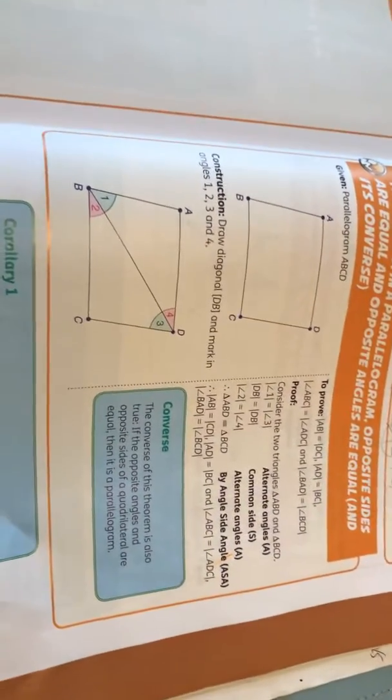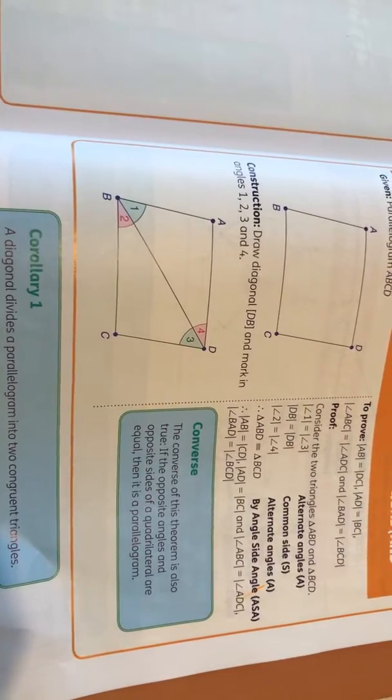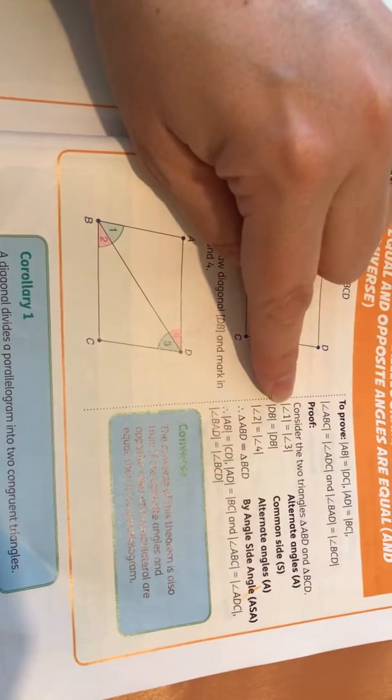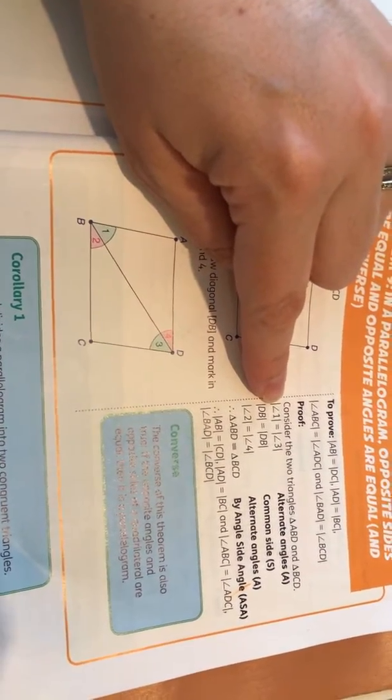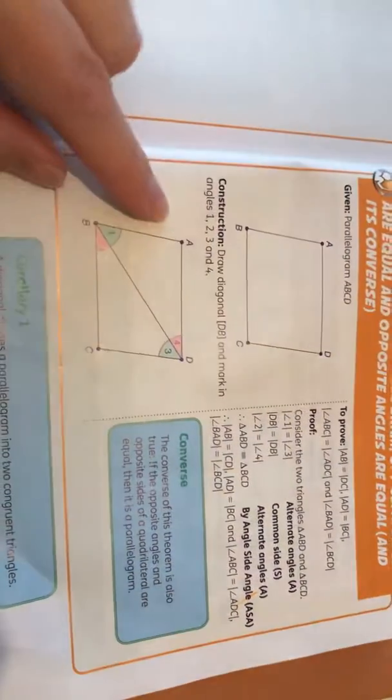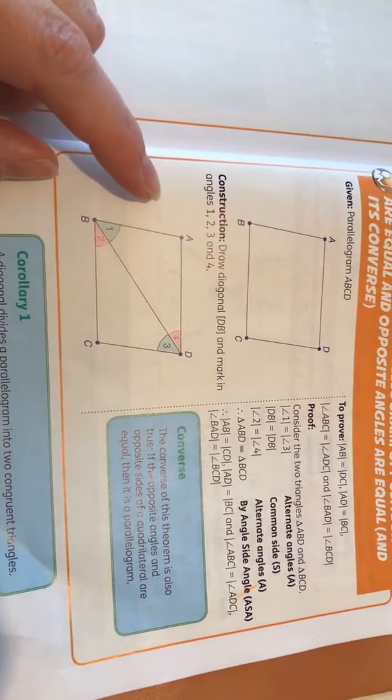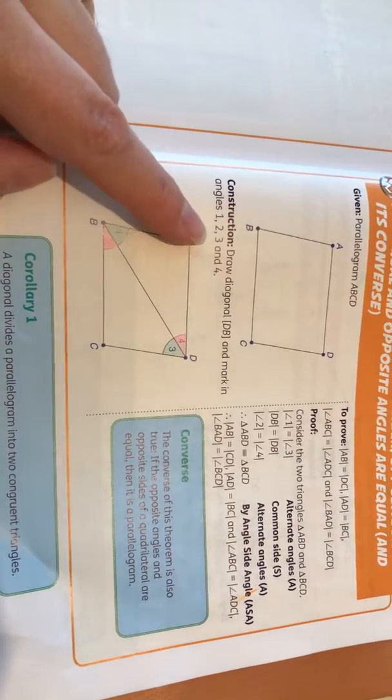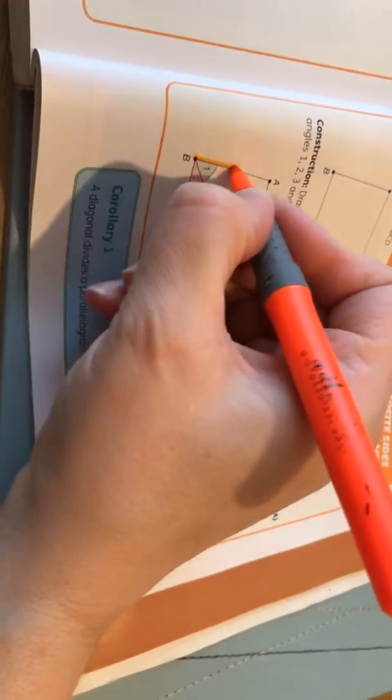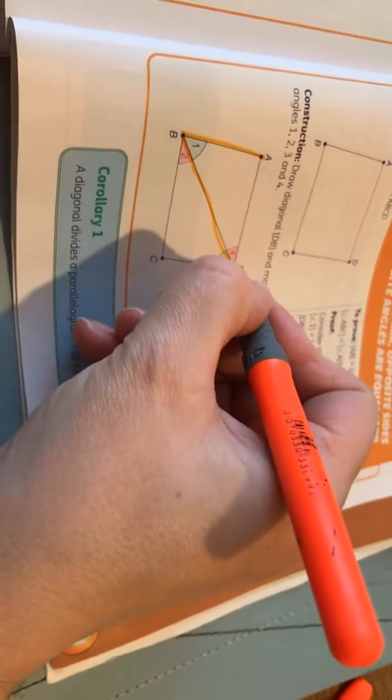So we're looking at a proof. Consider the two triangles ABD and BCD, which is where we are here. We know that angle 1 and angle 3 are equal to each other because they're alternate angles. Like you've seen in the previous one, you're seeing a Z shape. So you're looking at 1 and 3, your Z, and you can draw in your Z to see your alternate angles. So 1 and 3 are the same, and it also means 2 and 4 are the same.